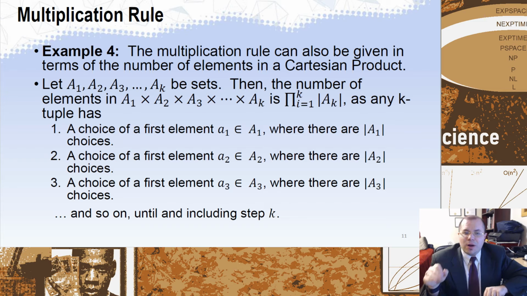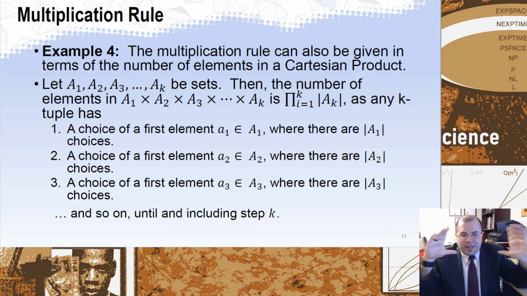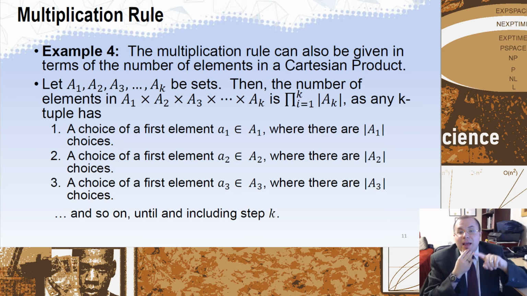The result I'll get here is a k-tuple. And if I look at how many there can be, it's going to end up being the cardinality of A sub 1 times the cardinality of A sub 2 times the cardinality of A sub 3, all the way up to the cardinality of A sub k.